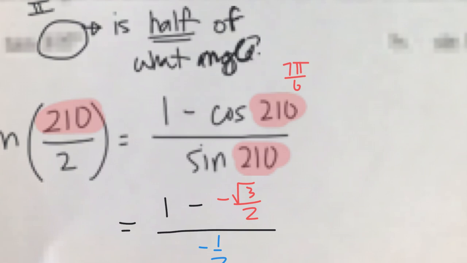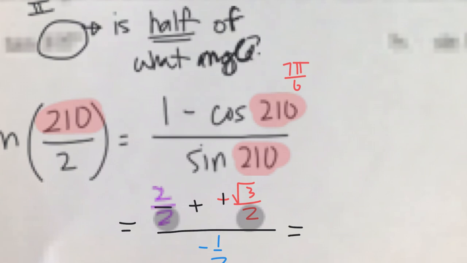So now let's get to simplifying. Minus a minus is a plus. Okay, I'm going to replace my 1 with 2 over 2, because my denominator right here is a 2, so I have to add it together with another denominator of 2.